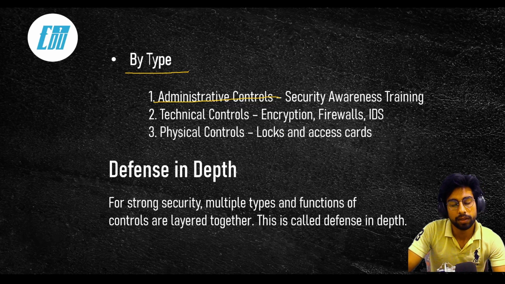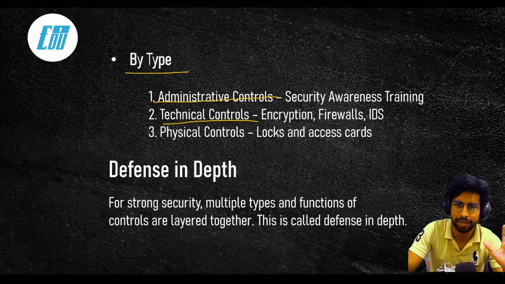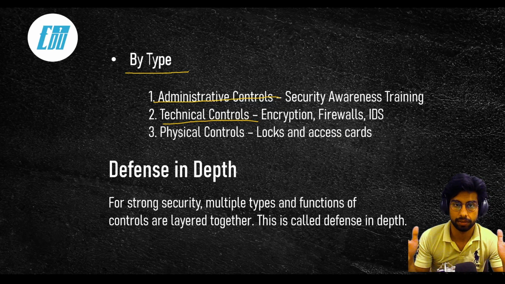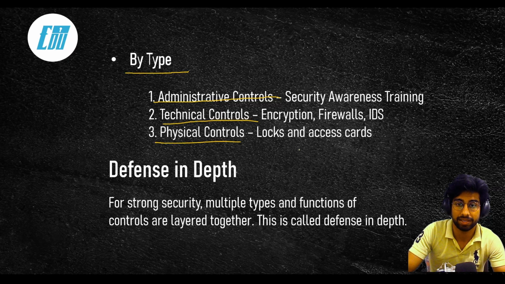The second one is technical controls. Technical controls are more in the technical field. There could be a lot of things in it: encryption, firewalls, IDS, access control, and a lot of other stuff. It's how we do things technically. And the third one is physical controls, like CCTVs, your logs, your access cards, things which are tangible, that we can touch. So by type is kind of simple.